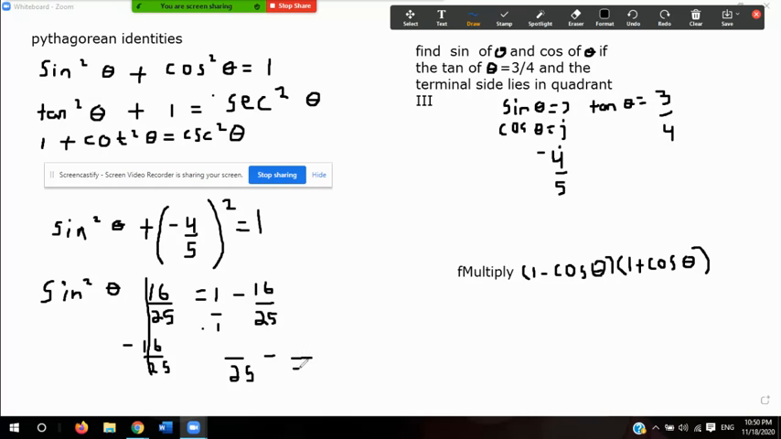We multiply 1 times 25, which is here. Now we're going to multiply 1 times 25 again, which equals 25, and we multiply 1 times 16, which is 16, so the sine squared of theta equals 9 over 25. And we need to find the square root of it.